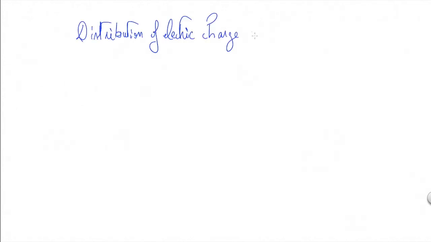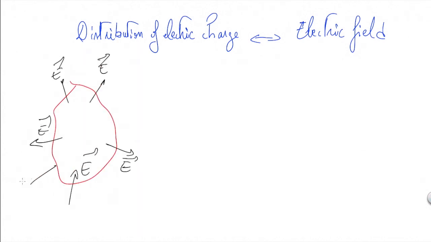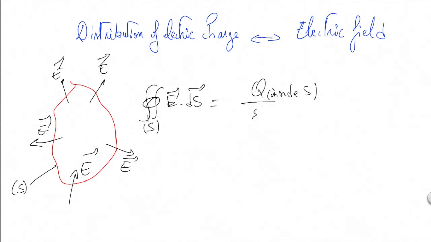Gauss's law, or Gauss's flux theorem, relates the distribution of electric charge to the resulting electric field. It tells us that the net outward electric flux through any closed surface S will be equal to the net charge inside S divided by epsilon 0. So this flux is only determined by the charges that can be present inside this closed surface.